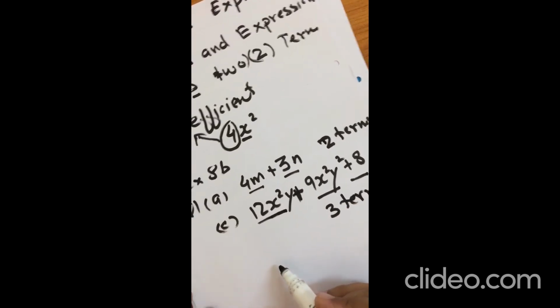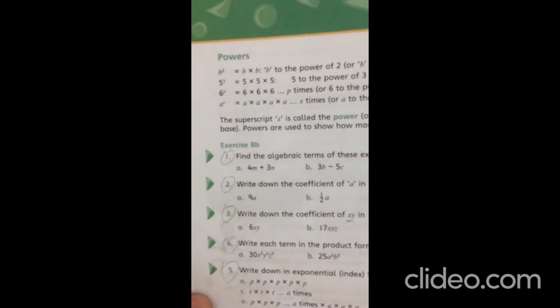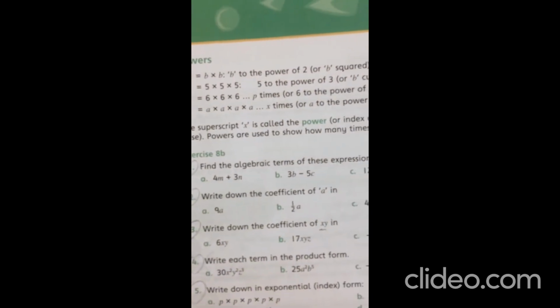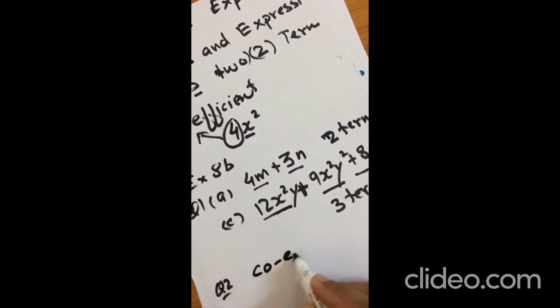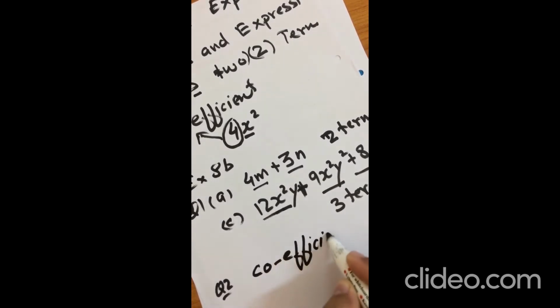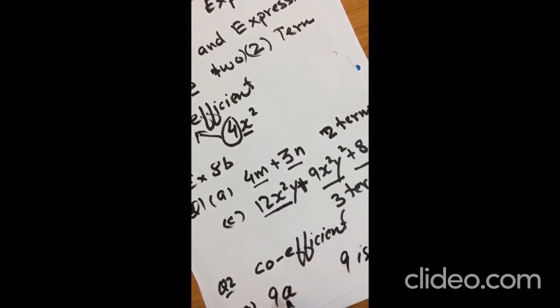Now talk about question 2. If you see question 2, it tells us to write down the coefficient of A in the given terms. Coefficient, as I discussed, is what it is asking about. So number 1, A is 9A. So 9 is the coefficient. The coefficient of A is 9. You can say it in simple words.